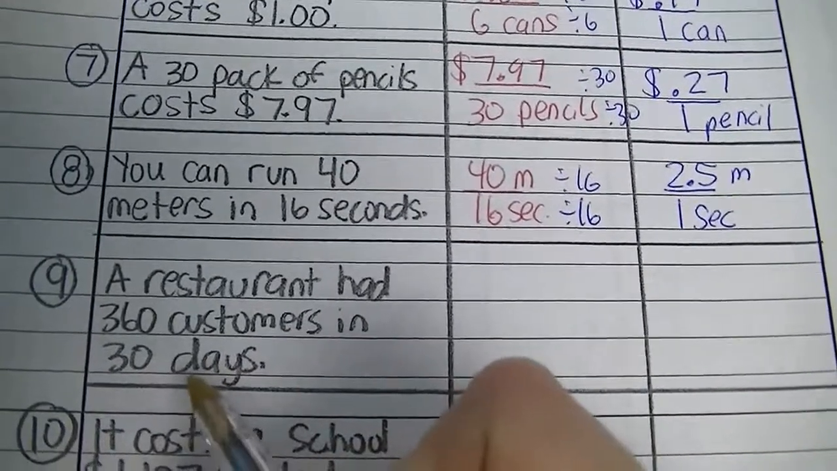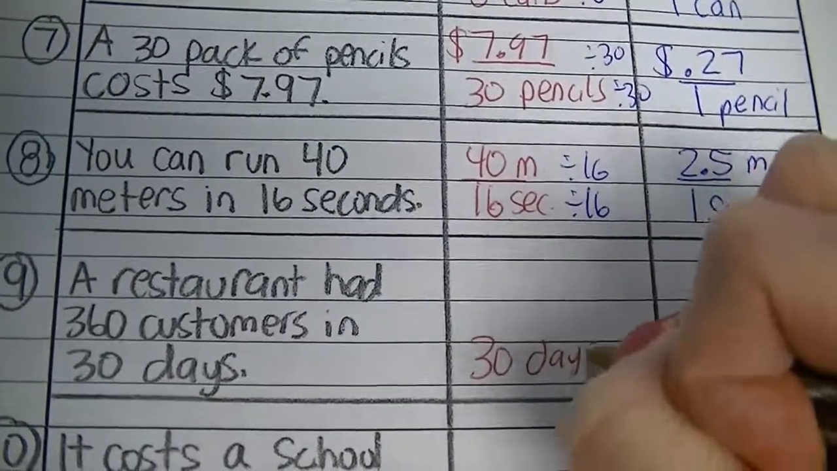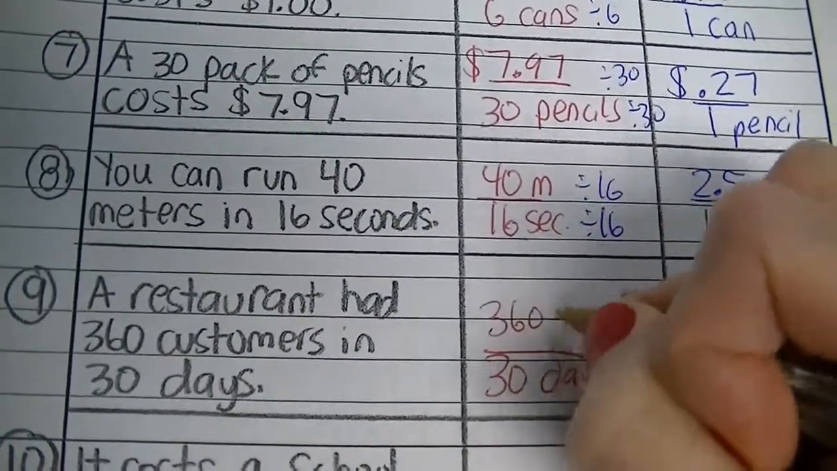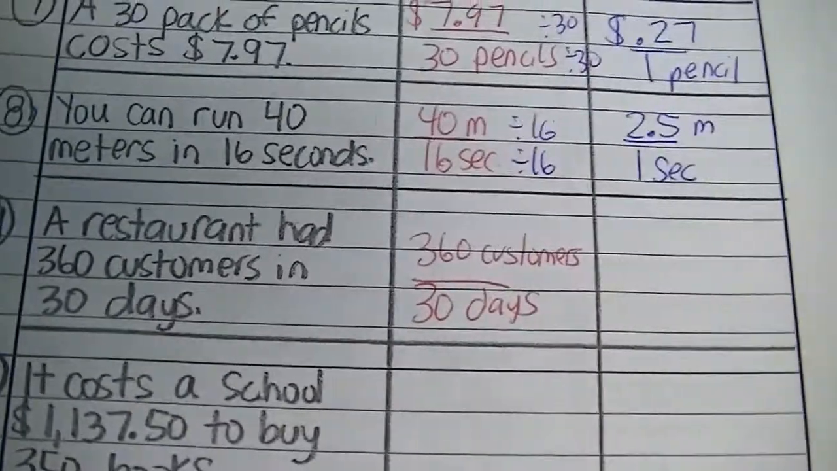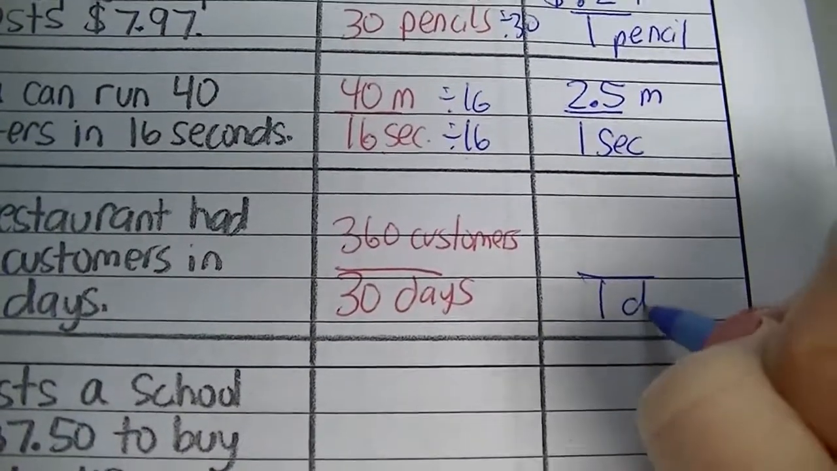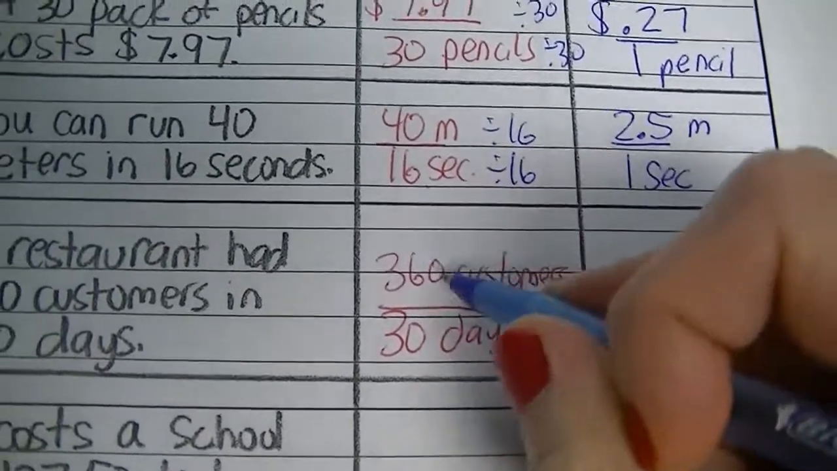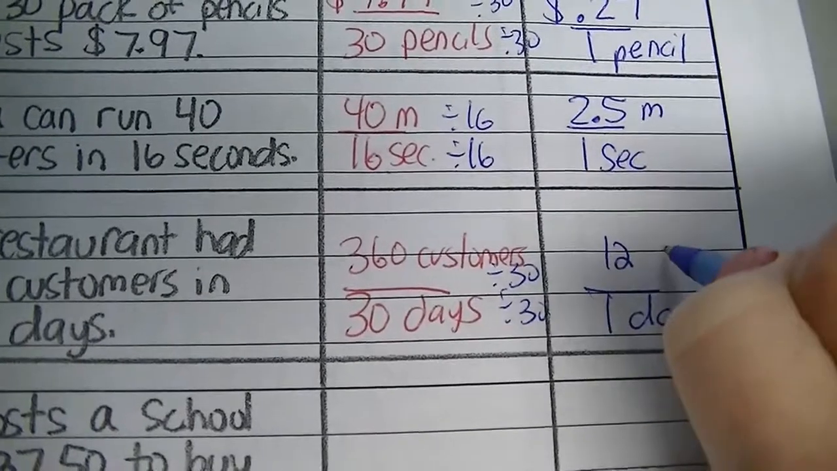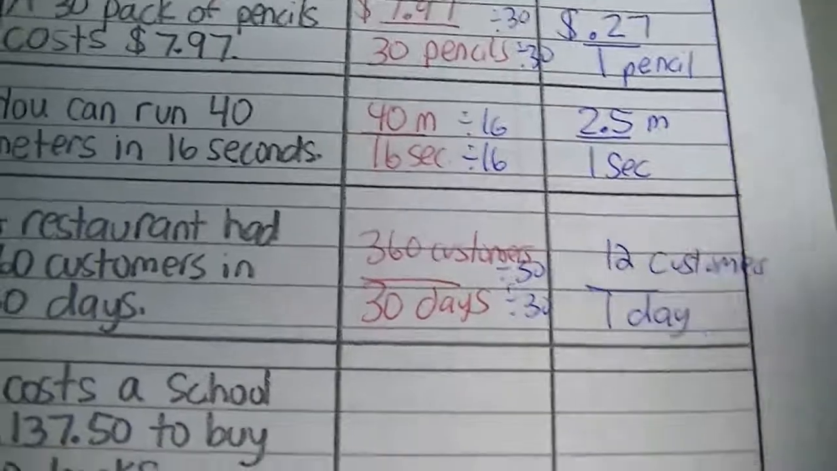Okay, a restaurant had 360 customers in 30 days. Oh, 30 days, that's the measurement of time, so that's going to be my denominator. And 360 customers is the numerator. And to get the unit rate, we know we want it to be how many customers in one day. So I'm going to divide by 30. 360 divided by 30 is 12. So 12 customers per day.